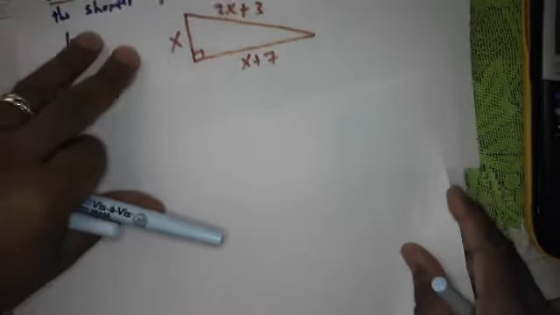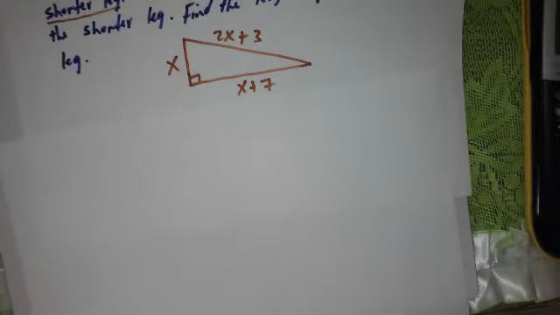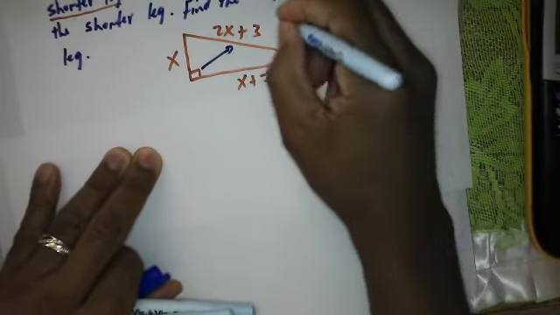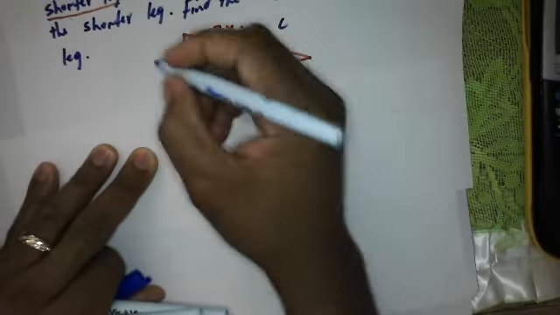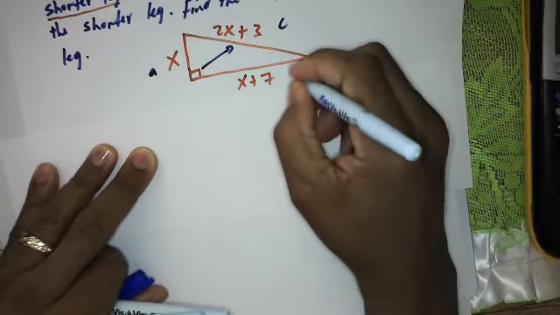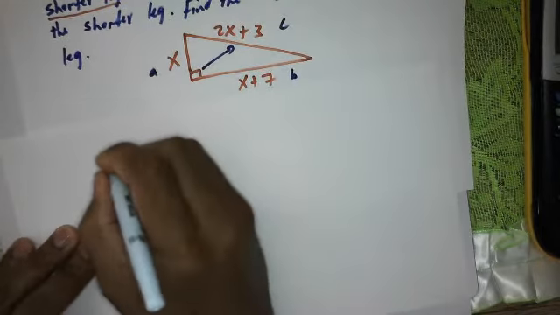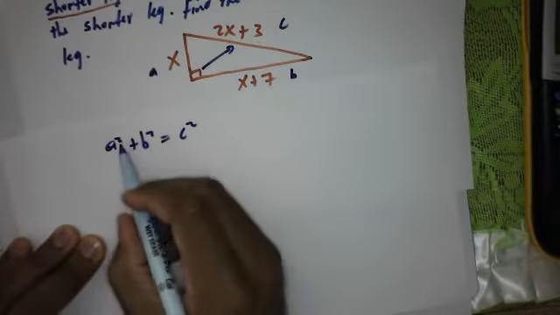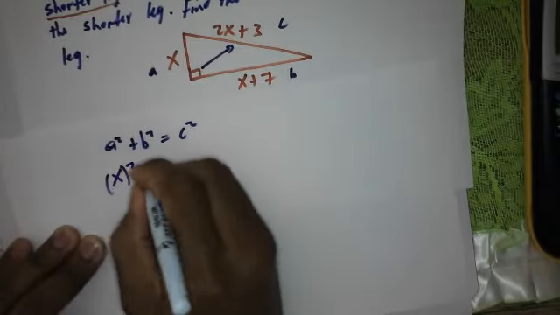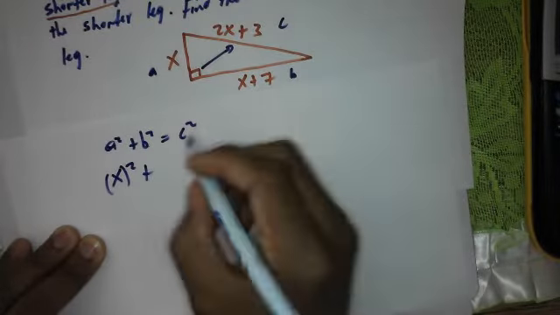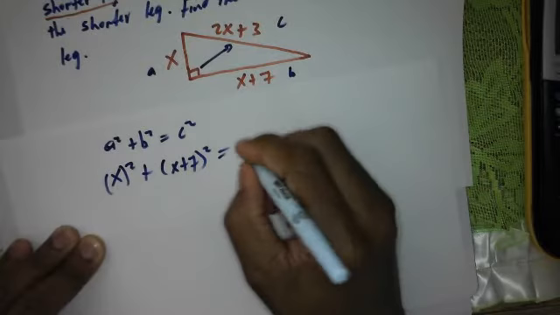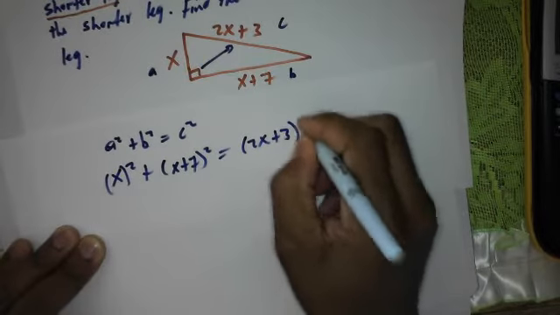So, in finding the length of the longer leg, again, we're going to apply the Pythagorean theorem. Remember that any side that is across from your right angle, that is your C. That's your hypotenuse. Okay? And I can call one of the other sides A and the other side B. So, the Pythagorean theorem says A squared plus B squared equals C squared. Where A is, I put my value, so that would be x squared, plus where B is, I put my value, that would be x plus 7 squared, equals where C is, I put my value, which is 2x plus 3, and I square that.